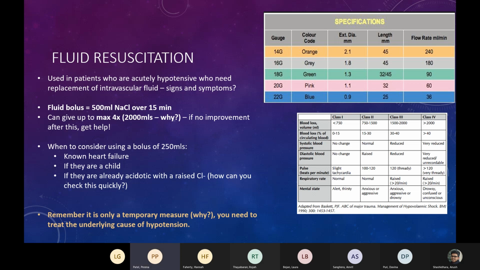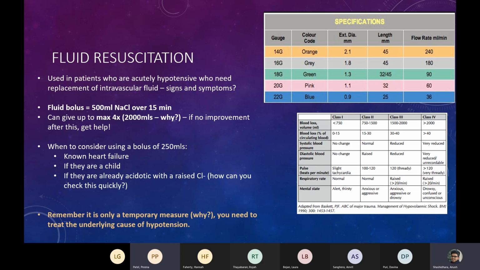Okay, so the key thing to remember with fluid resuscitation is you give them boluses of fluid. That means you give them some fluid and then reevaluate: has their blood pressure come up? No, then you give them another bolus. A standard fluid bolus is 500 mils of sodium chloride over 15 minutes. If someone's really unwell, you can give them 4 fluid boluses, so up to 2 liters. And if that doesn't work, that's when you go and get help.